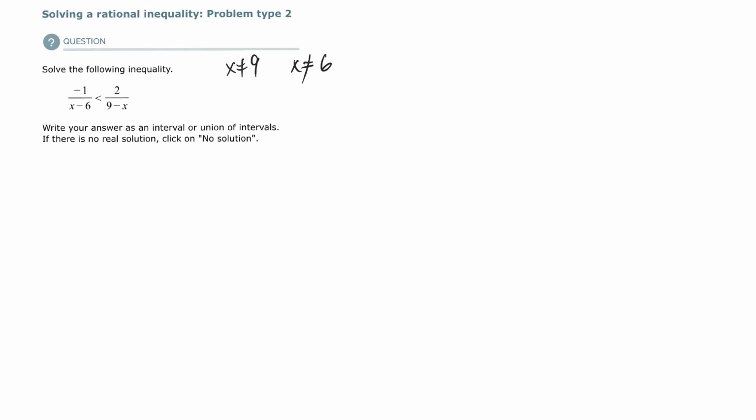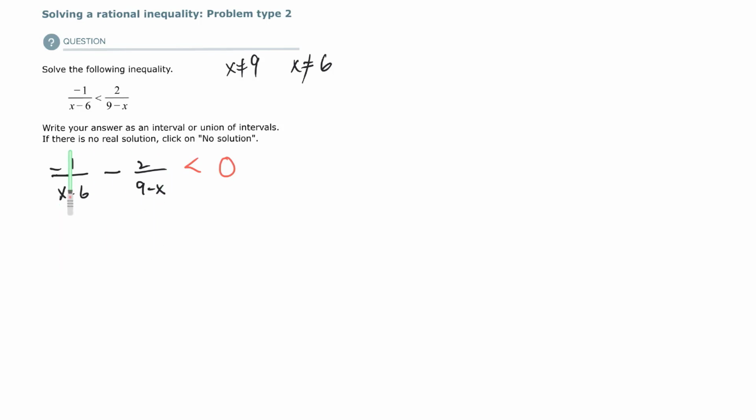Now our goal, it would be nice to put a function on the left side of that inequality, and then put a more obvious function on the right side of the inequality. So why don't we rewrite this inequality to be this: -1 over x minus 6, subtract 2 over 9 minus x, and that is now less than 0. So on the left side of the inequality, we have a function with two different denominators. On the right side of the inequality, we have the constant function called the 0 function. That's a nice function to compare.